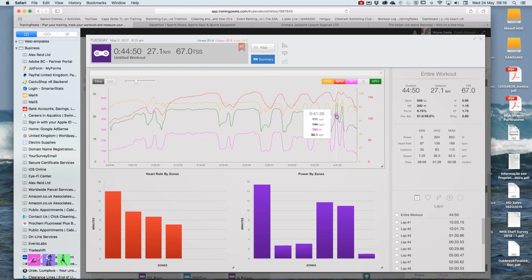There's a peak here. We've got 790 watts. And that is a huge sprint. But you can see the heart rate doesn't peak anywhere near that because it's an all-out, very short effort. So there shows a little bit of difference between wattage and heart rate that might help explain the difference.